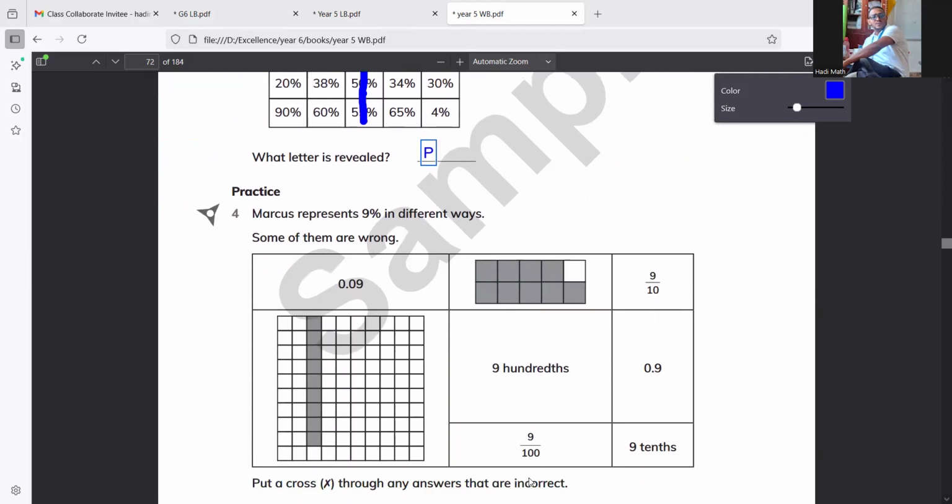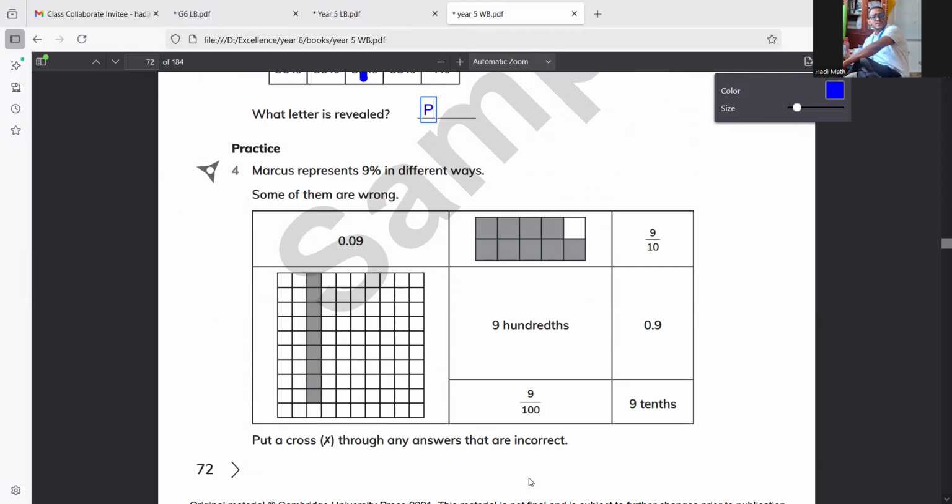Question number 4. They say Marcos represents 9% in different ways. Some of them are wrong. Remember, to change a percentage to a decimal, we need to divide it by 100. So 9 to change it to a decimal, we divide by 100. And 9 divided by 100 is equal to, you put the decimal point after 2 digits, 0.09. Then this one is correct.